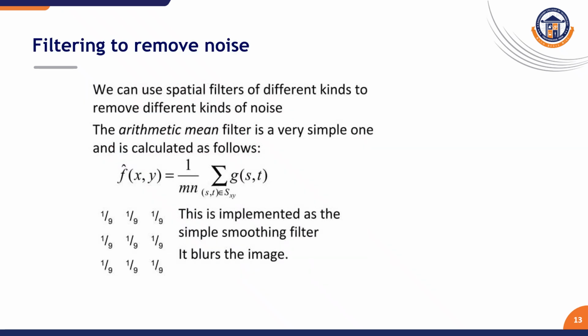Filtering to remove noise. You can use spatial filters of different kinds to remove different kinds of noises. Here the arithmetic mean filter is used. The arithmetic mean can be calculated using the given formula: f cap of x comma y equal to 1 by m n times the summation of g of s comma t, where s comma t belongs to S x y. It is implemented as a simple smoothing filter over the image. This is one filtering method for removing noise.